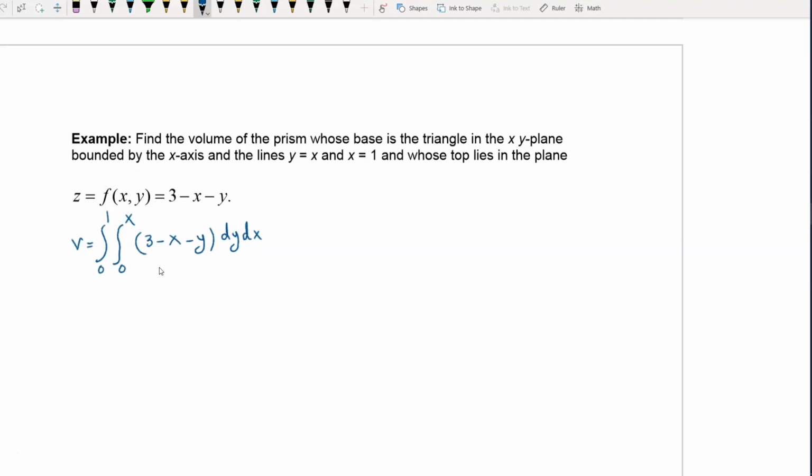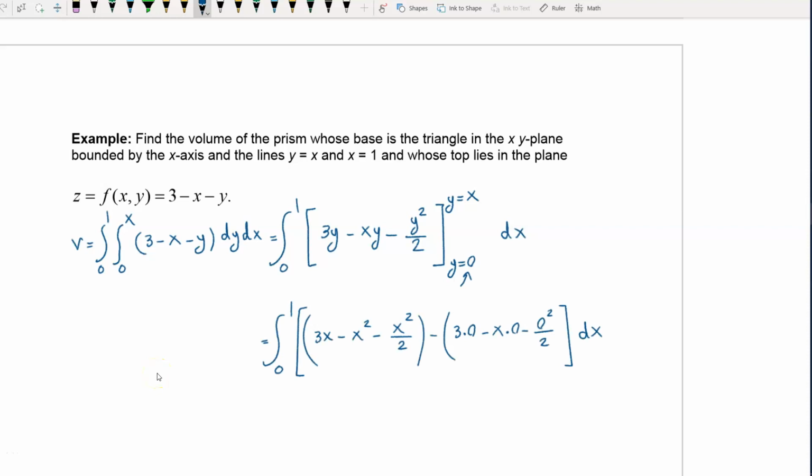For the outer integral, which is with respect to x, we have x equal to 0 to x equal to 1. So here we have 0 to 1. First, working on the inner integral, which is with respect to y, we have 3 minus x minus y. So integrate: 3 times y minus x times y minus, here y has power 1, so 1 plus 1 is 2, and then divide by 2. So we're going to have y squared divided by 2, and this is from 0 to x. So y from 0 to y equal to x, and then writing this part dx.